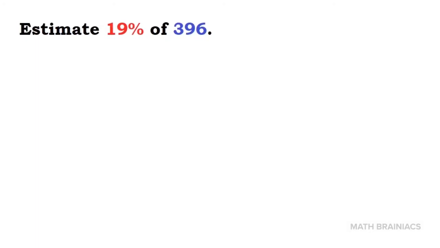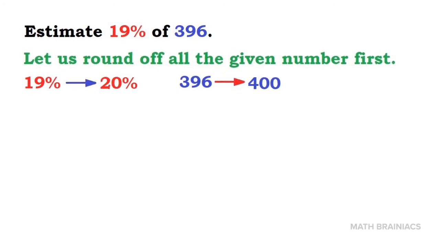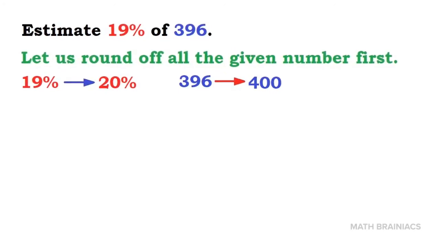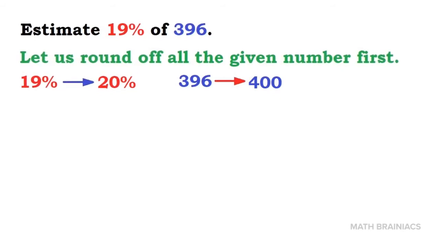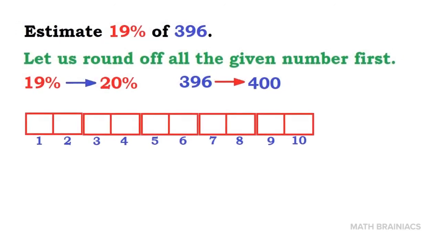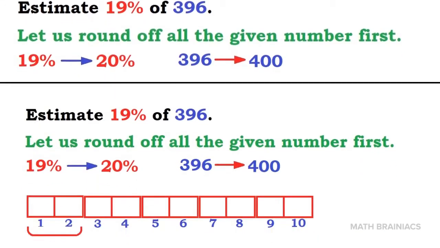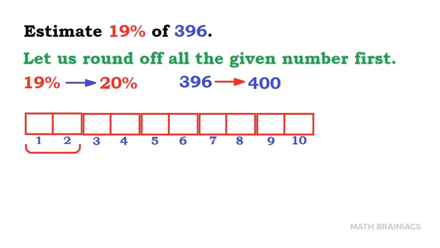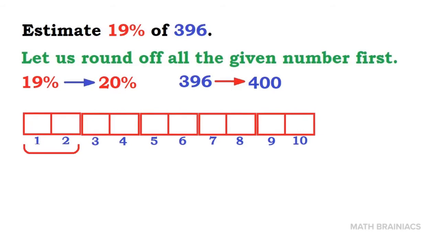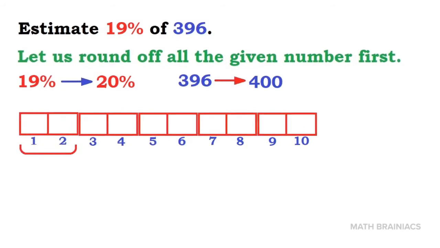Estimate 19% of 396. Rounding off all the given numbers first, 19% rounded off to the nearest tens will become 20%, while 396 rounded off to the nearest 100 will give us 400. Drawing a bar diagram and cutting it into 10 parts. Afterwards, we are going to take 2 parts out of 10, indicating 2 over 10. That is 20%.